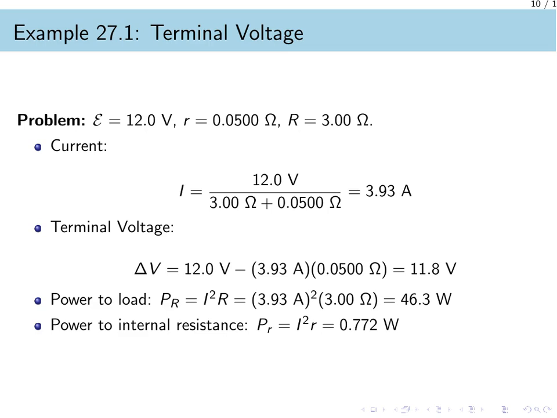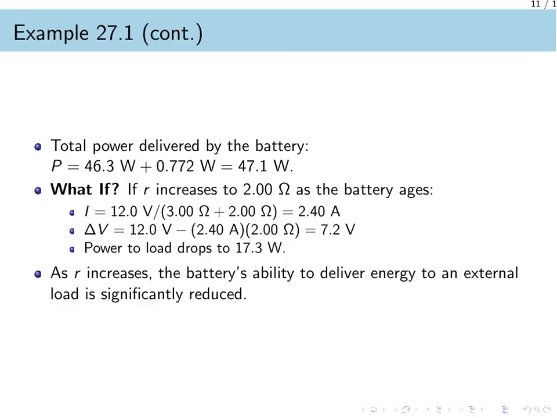In terms of power, 46.3 watts are successfully delivered to the load, while only about 0.77 watts are lost internally. In this fresh state, the battery is very efficient, delivering over 98% of its total power to the external device. However, as a battery ages, its internal resistance increases due to chemical changes.